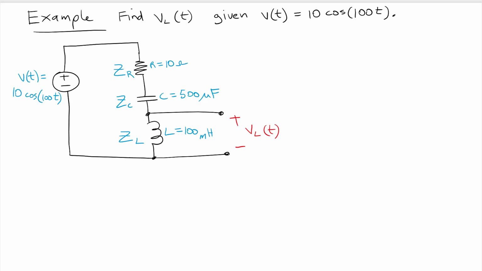And in this circuit, we have, let's just fix this to make it a little bit easier, this is just an R. Okay, we have a resistor of value 10, and then we have a capacitor which has a complex impedance of ZC, and the capacitor value itself is 500 microfarads. And then we have an inductor, so that's represented by ZL, the impedance of the inductor, and the inductor has a value of 100 millihenries. Okay? And what we want to do is find the voltage across the inductor, so the inductor voltage. So how are we going to do this?